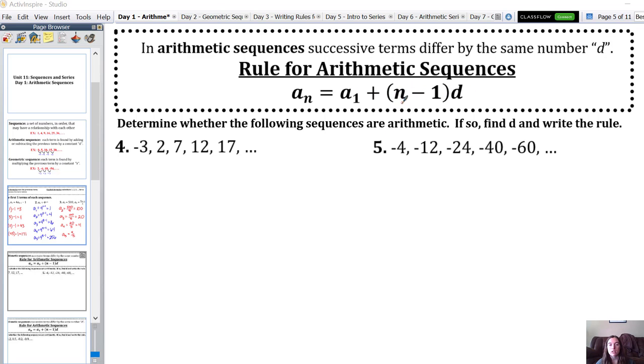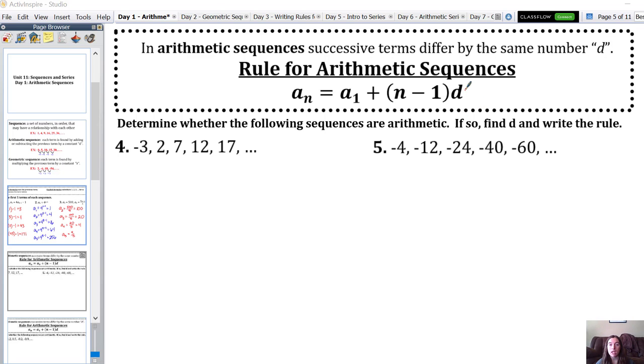This value of n is determined by the placement of the number that you're looking for. Is it the first number? Is it the fifth number? Is it the eighth number? That sort of thing. In these problems, we need to figure out whether or not the sequences are arithmetic, and if they are, we're going to find that value of d and write our rule.